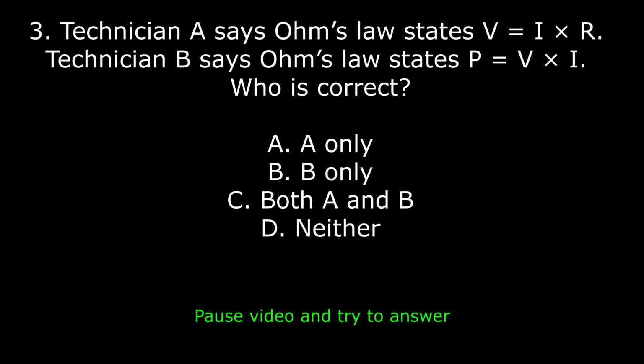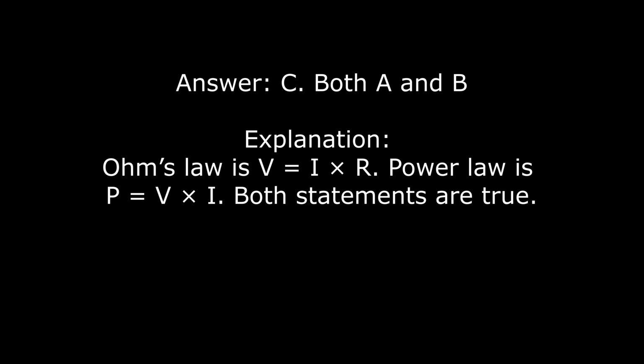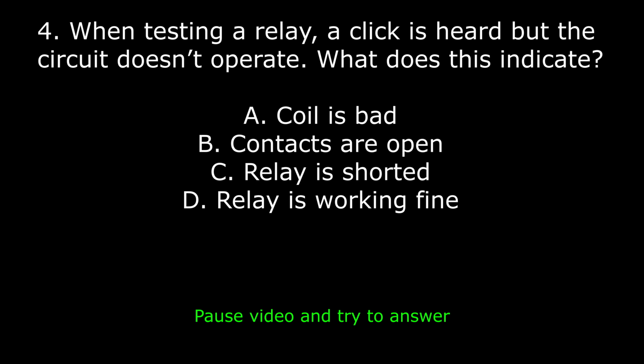3. Technician A says Ohm's law states V equals I times R. Technician B says Ohm's law states P equals V times I. Who is correct? A. A only. B. B only. C. Both A and B. D. Neither. Answer: C. Both A and B. Explanation: Ohm's law is V equals I times R. Power law is P equals V times I. Both statements are true.